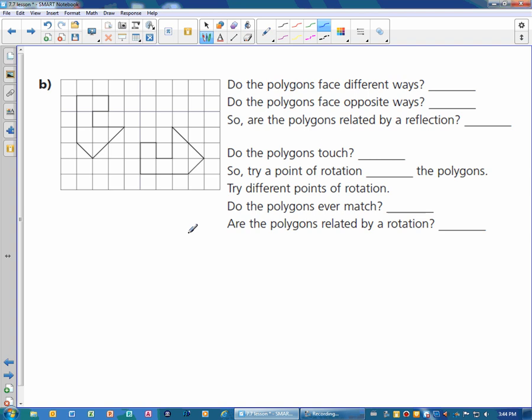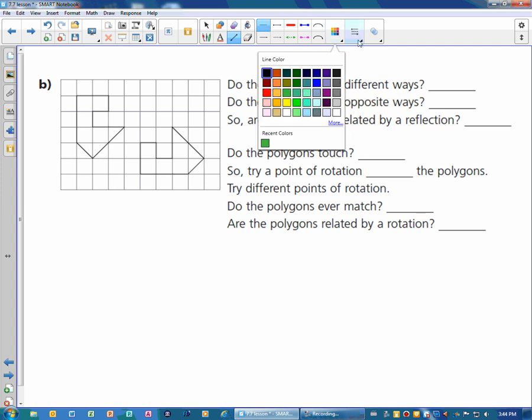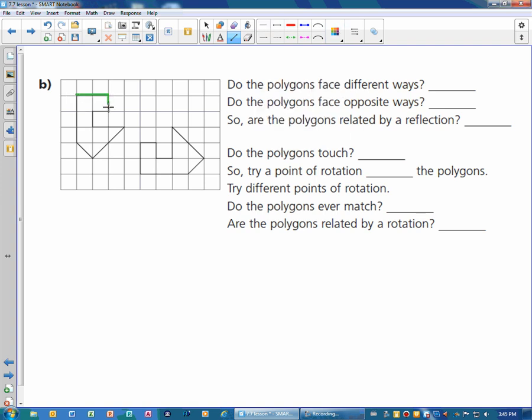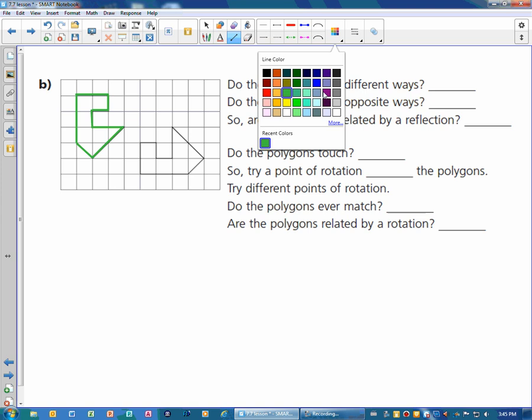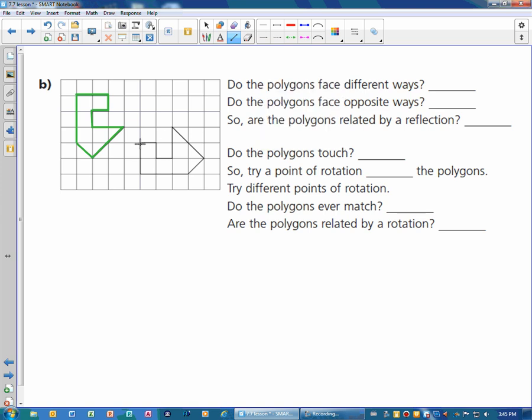All right, now B, a little bit different. Let's see. I need a skinny line. Let's do green. I can't really see them, so I'm going to just trace over them so they're easier to visualize. And you may want to use that strategy as well. When you use graph paper, it helps you so you can draw them, but sometimes it's not so easy to see. And I'll use purple for this one.